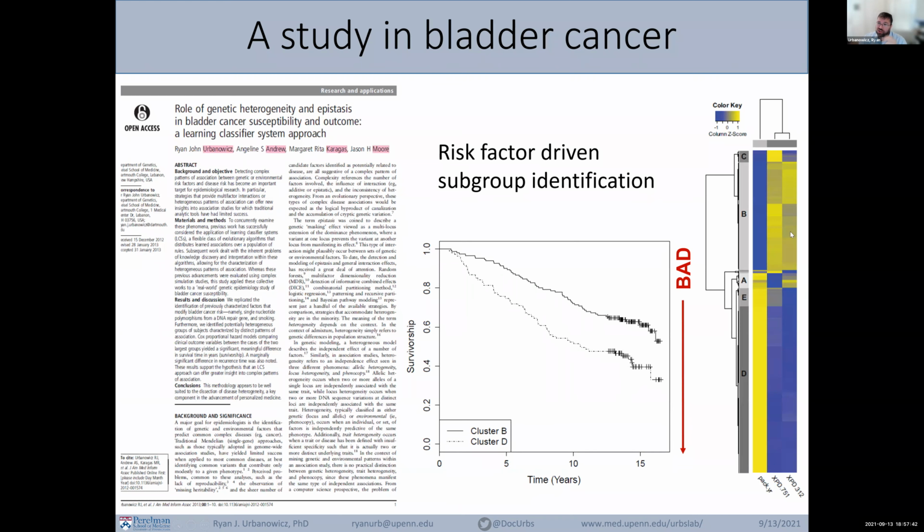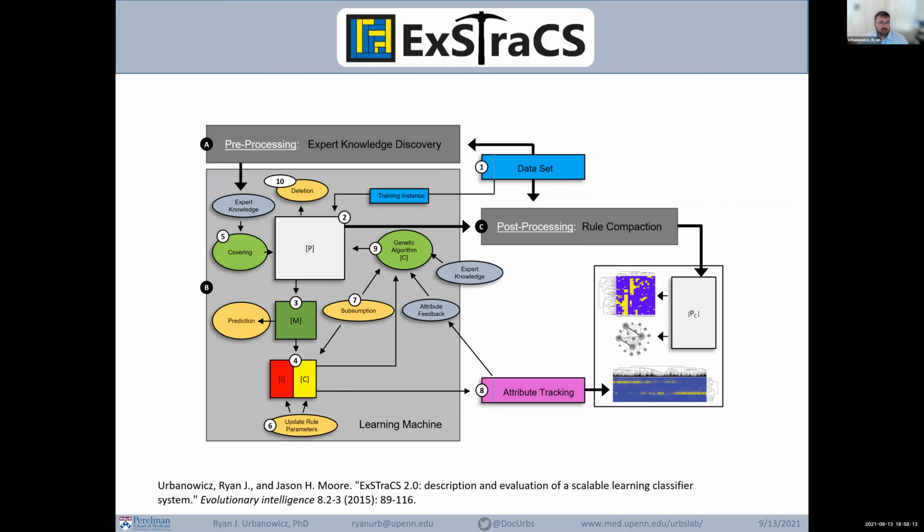We found two major subgroups emerge. One where the risk factors were primarily focused on pack years of smoking. And the other subgroup had these two DNA repair SNPs that were really important. Then we compared the survivorship between these discovered subgroups and found there was a significant difference in their survivorship, suggesting that these were indeed clinically relevant subgroups of patients that were discovered using this attribute tracking approach.